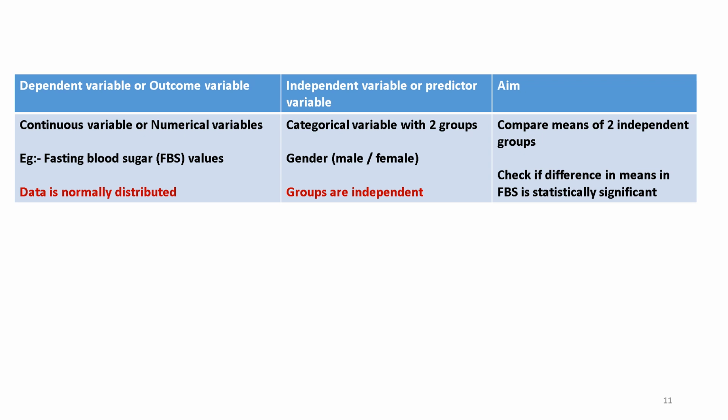Dependent variable is a continuous variable or numerical variable. Example, fasting blood sugar values, and the data is normally distributed. Okay. Independent variable is a categorical variable with two independent groups. Okay. Like gender, male and female. Groups are independent or unrelated. So compare means of two independent groups. Mean value of fasting blood sugar in two independent groups. Check if the difference in means in fasting blood sugar is statistically significant. Choose independent sample t-test.